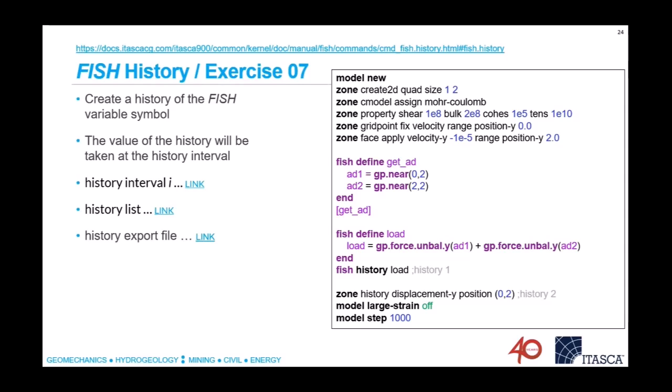History. So if you have a FISH function or FISH variable and you want to track its value over your model as it's cycling or between different stages, then you can basically define it as a history. And what that will let you do is track it. And I believe it's per step, but you might also be able to specify it. I have to double check on that.